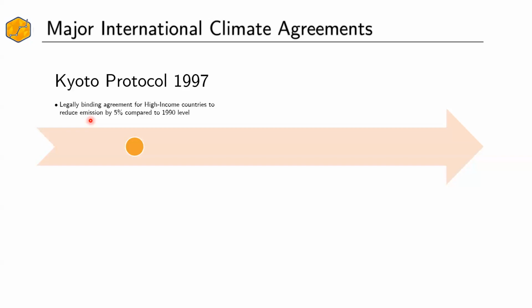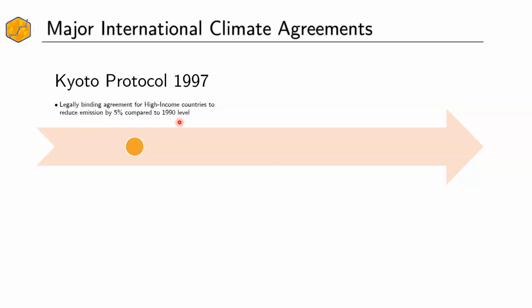Yeah, so when we talk about reducing emissions by 5% compared to the 1990 level, whatever CO2 emission was there in 1990, we will reduce the emission to 5% below that level. That was the legally binding agreement among developed countries, because developed countries are the ones who contributed to the greenhouse gases the most, right? So they were much ahead in industrialization.